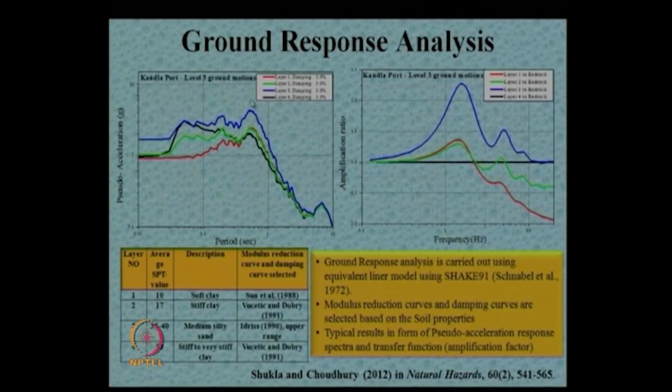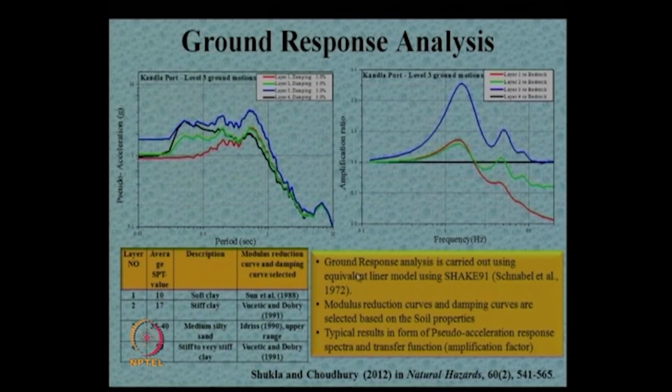Now, we carried out this ground response analysis at this site, Kandla Port, with the level 3 ground motion. I have already mentioned what level 3 is. For different layers, layer 1, 2, 3, 4, you can see how the layers have been divided, the average SPT values and their descriptions. In this process, equivalent linear analysis was carried out using the computer program SHAKE, version SHAKE91, developed by Schnabel et al. in 1972 at UC Berkeley. It has been further modified, and the latest version, SHAKE2000, is also available.